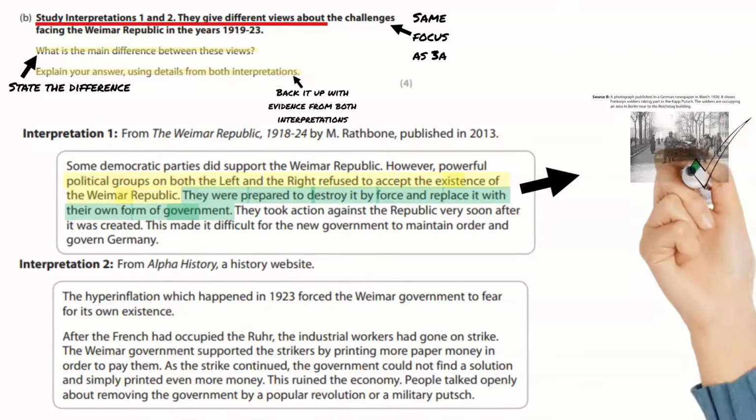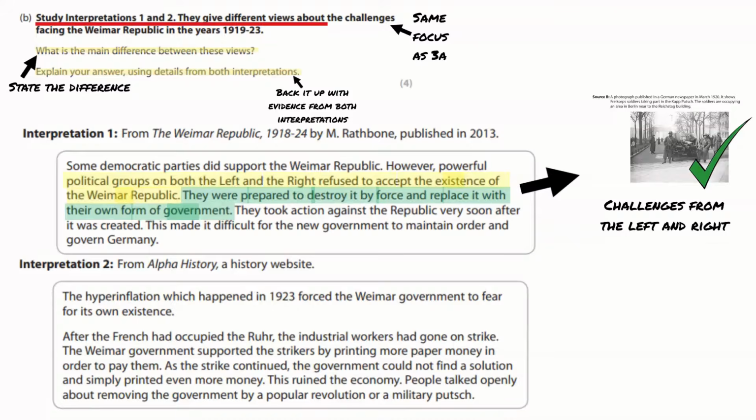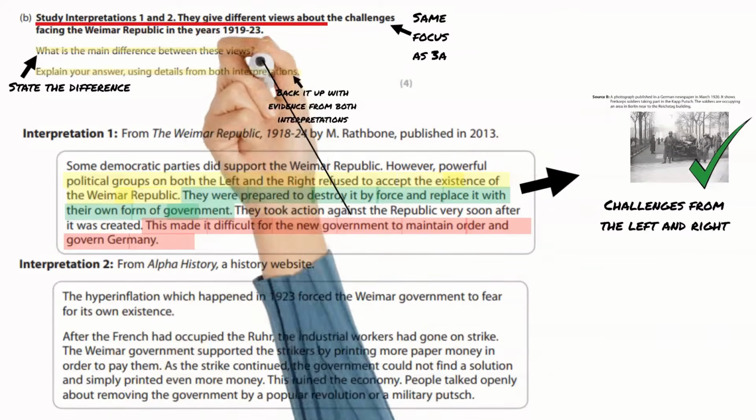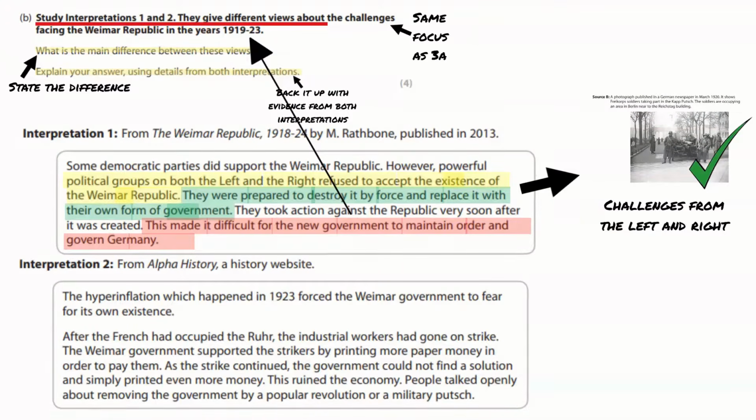So this paragraph is definitely about the challenges from the left and right. This made it difficult for the new government to maintain order and govern Germany. This confirms what we thought and links it to the focus of the question. Now let's take a look at the next interpretation.